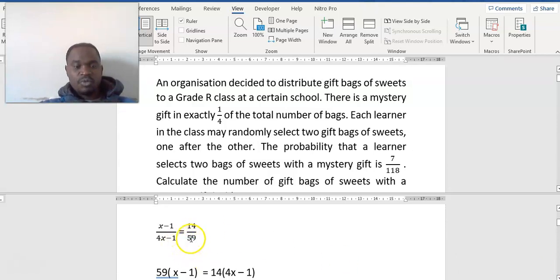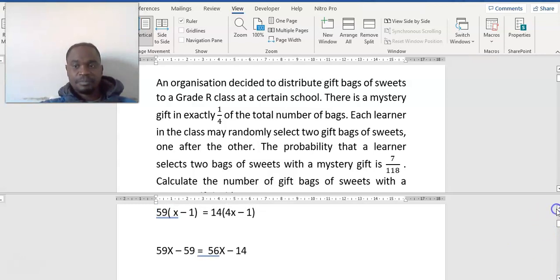And 14 over 59, what do we do? We cross multiply. So the 59 is going to multiply this, and the 14 is also going to multiply that one. Now if I cross multiply, I'm going to get this. So 59 will multiply x, it will give us 59x, and 59 will multiply minus 1, it will give us minus 59. Then 14 times 4 will give us 56. Let's check on our calculator.